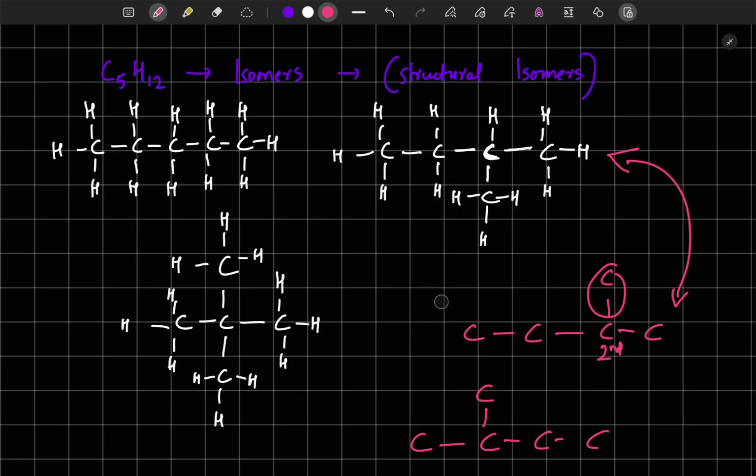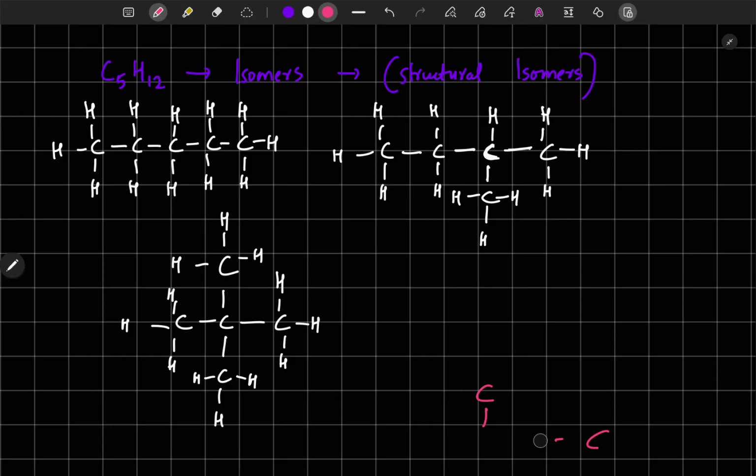Okay, fine. So that is it about isomers. If you have any doubt, just comment below, or if you want any further explanation, just comment below. Now let us move on to functional groups.